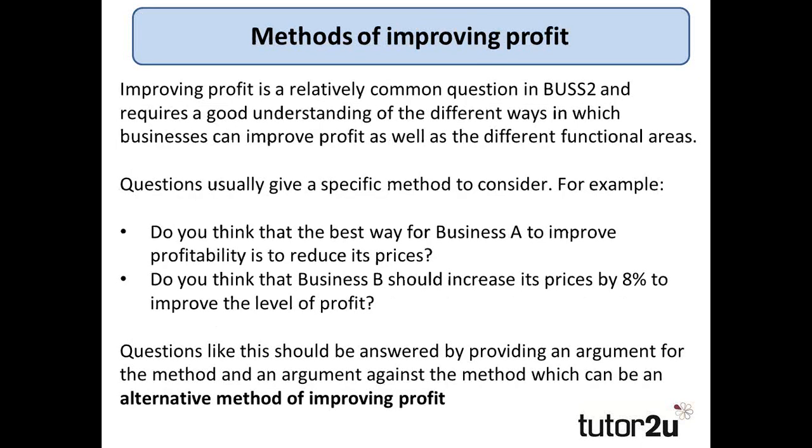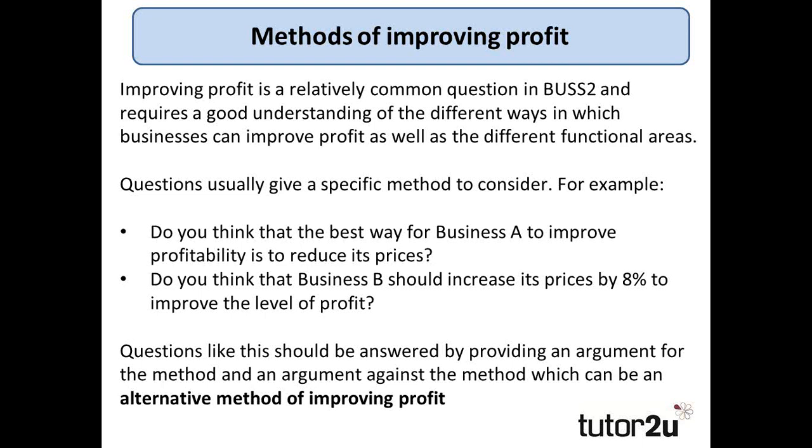Now, we're going to look at methods of improving profit. This is a relatively common question in Buzz 2, and that not only requires a good understanding of the different ways in which a business can make a profit, but also the different functional areas. Questions on improving profit usually give a specific method to consider. For example, you might be given a question: do you think that the best way for business A to improve profitability is to reduce its prices? Or do you think that business B should increase its prices by 8% to improve the level of profit?